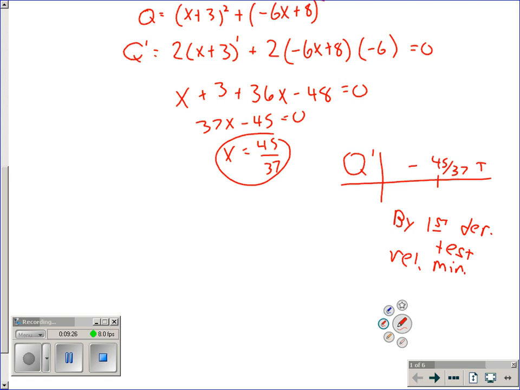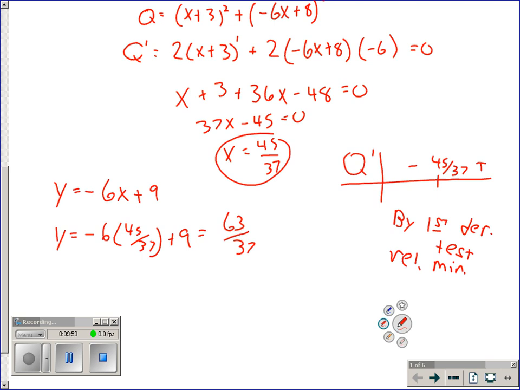So we got the x value. If I want the y value, just simply plug it into your equation from the beginning. Remember the equation was negative 6x plus 9. If I plug my x value into that, it's y equals negative 6 times 45 over 37 plus 9. And I end up getting the point, I got 63 over 37.